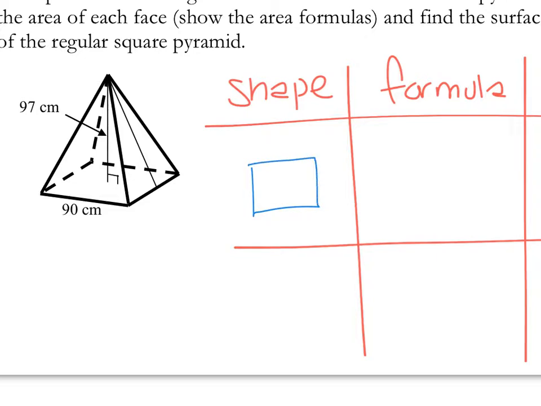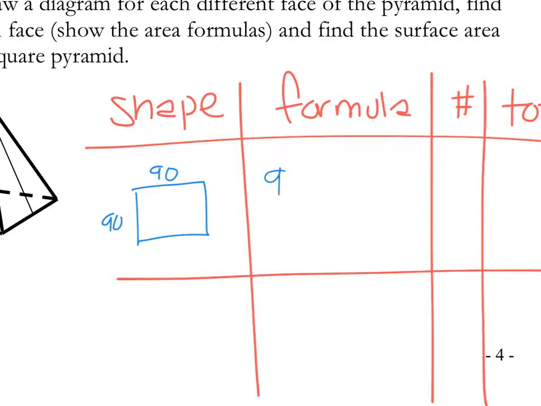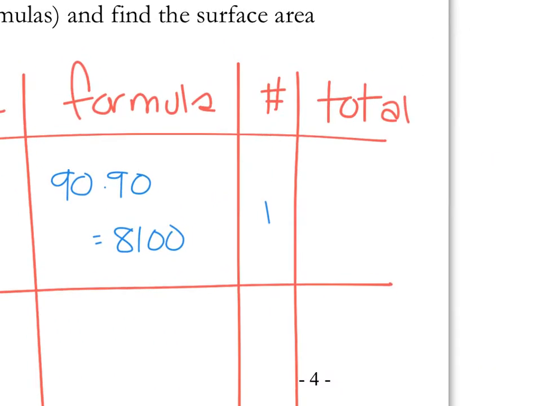So our first one is 90 by 90, okay? So that's 90 by 90. A rectangle is base times height, and I get 8100. And there's only one base, so it's 8100.